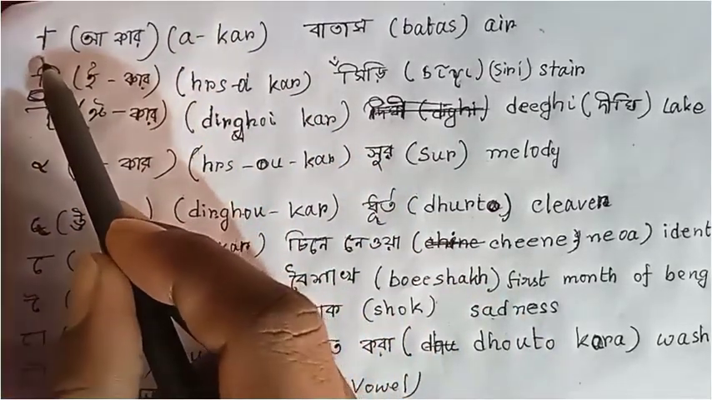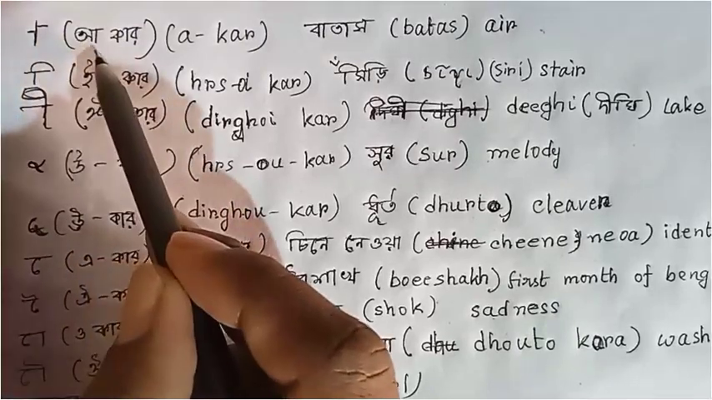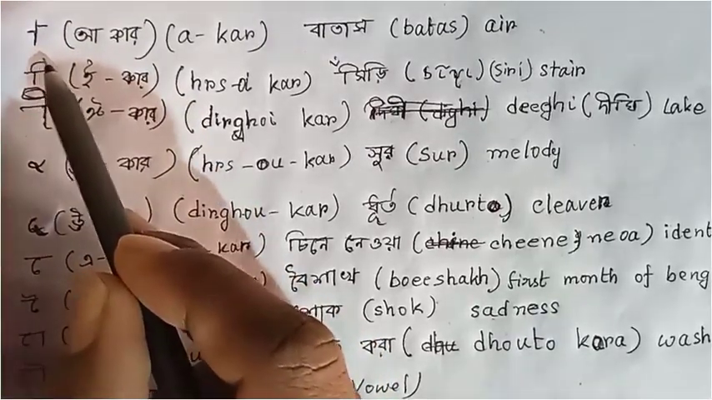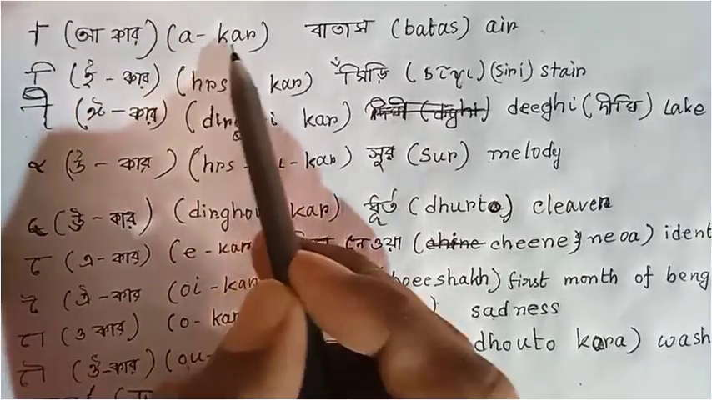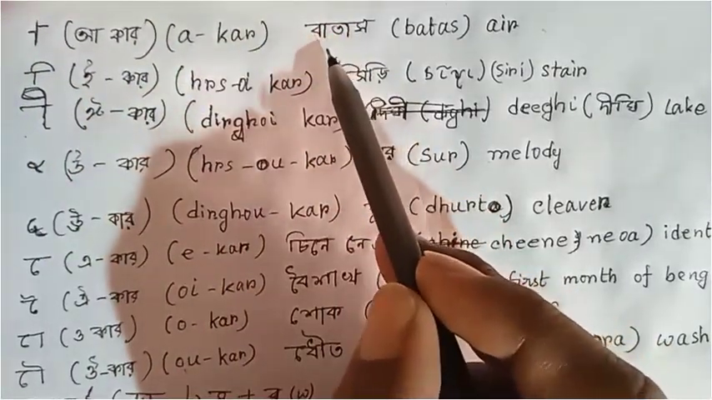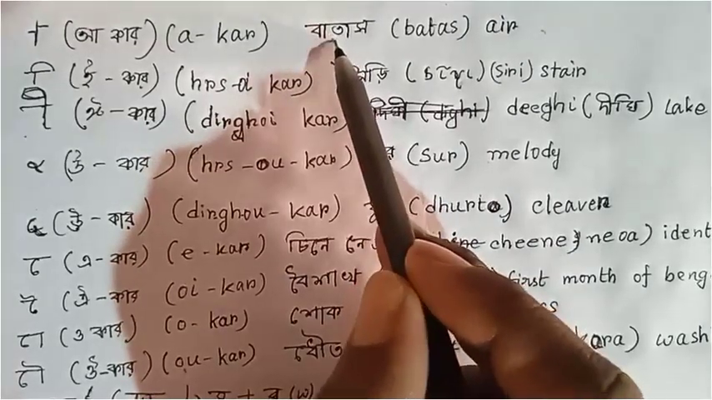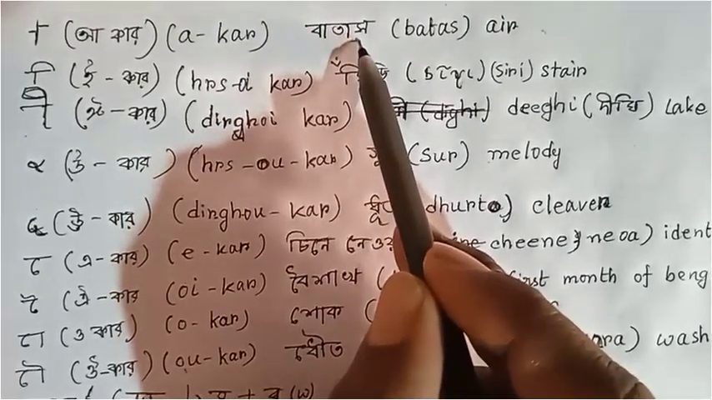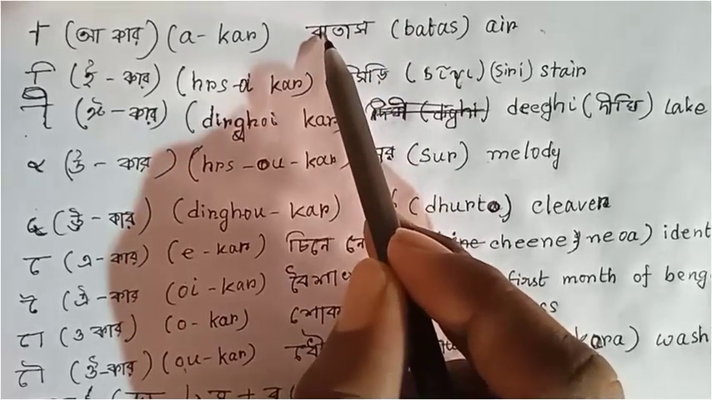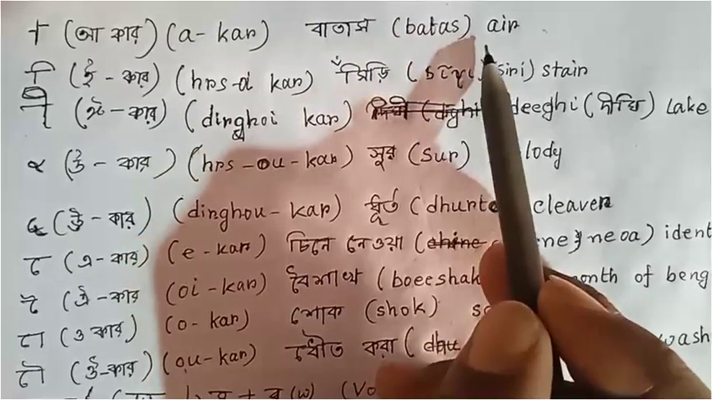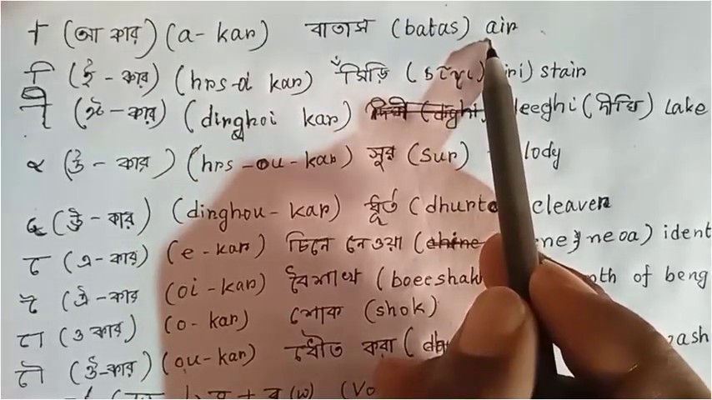Here this symbol is representing a, but not full, it is half. Akar. And the Bengali word is batas. Boy akar, toy akar, dantyasa. Here this is the akar. And in English that means air.